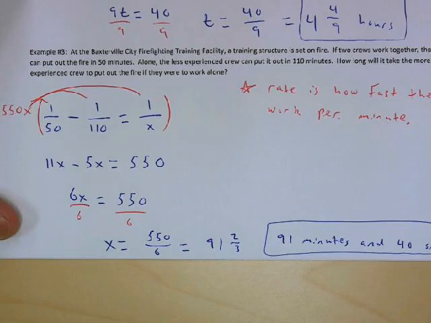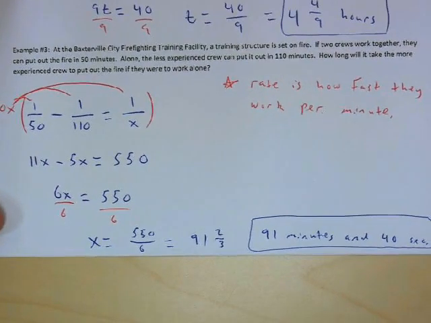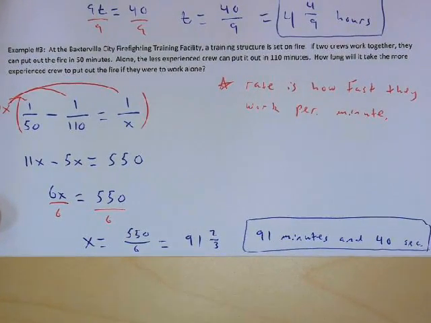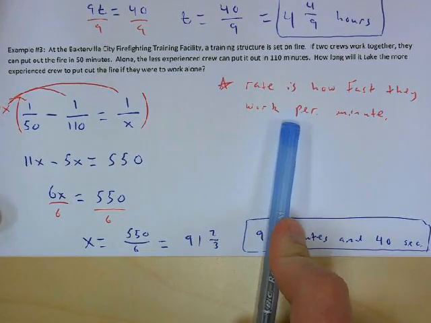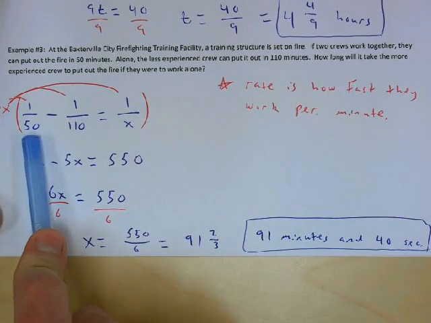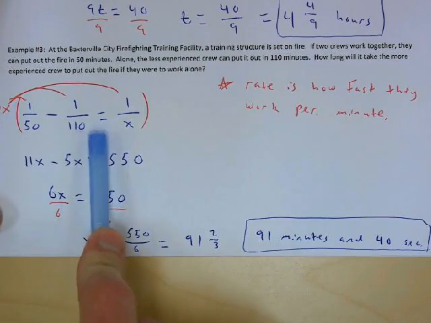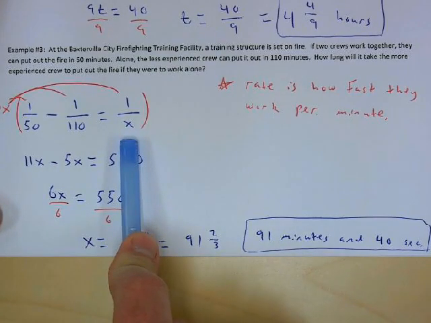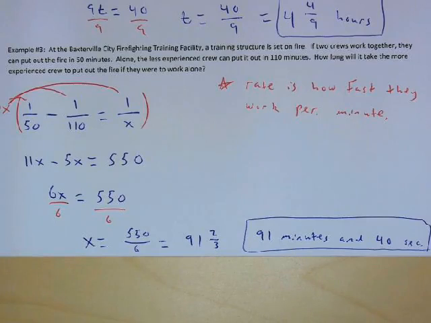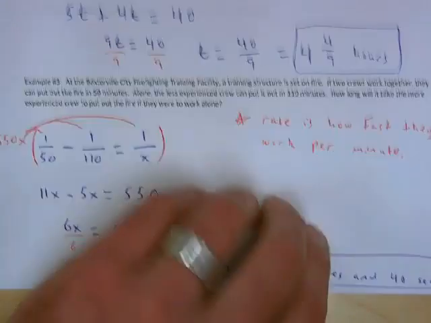All right, so the less experienced crew can do it in 110 minutes. The more experienced crew can do it in 91 minutes and 40 seconds. Again, the key here is that the work rate is in minutes this time. How much of the job can they do together in a minute? How much of the job can one crew do by themselves in a minute? And that's going to give us the work rate of the other crew. All right, so there's number 3. Let's move right on to the next page.